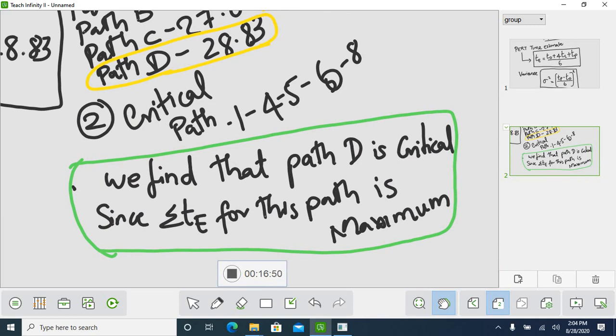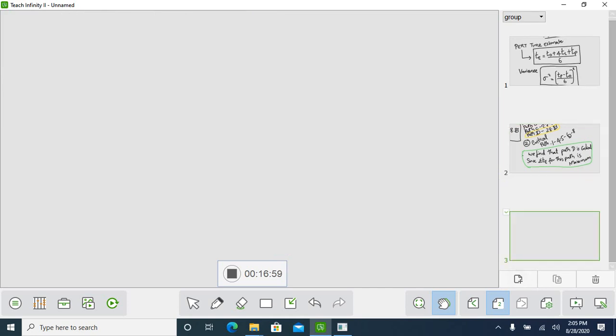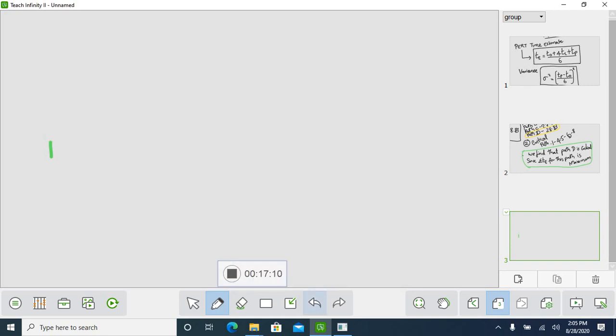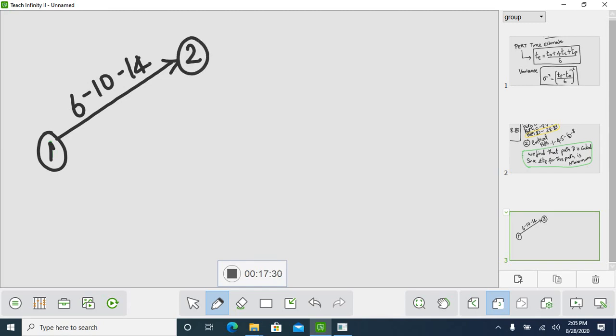Next I will be giving you one problem. You can work it out and tell me in the next class. So the next problem is, you have to find the critical path. This is your event and this is your activity. So 6, 10, 14: optimistic time, most likely time, pessimistic time. So using the formula, you have to calculate it.